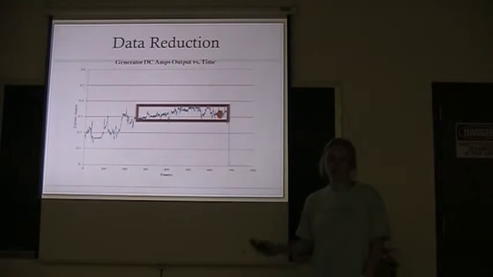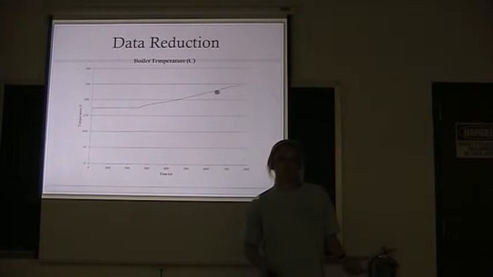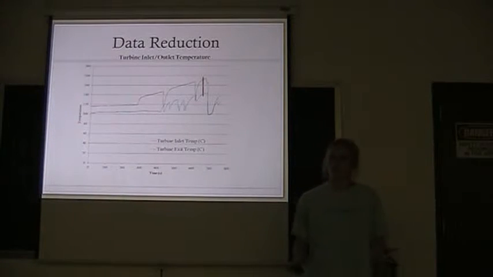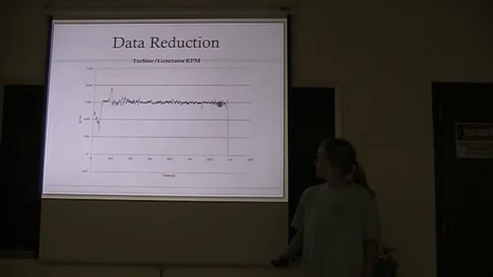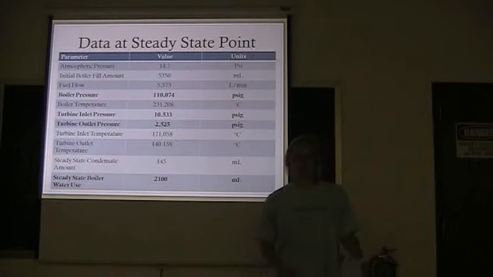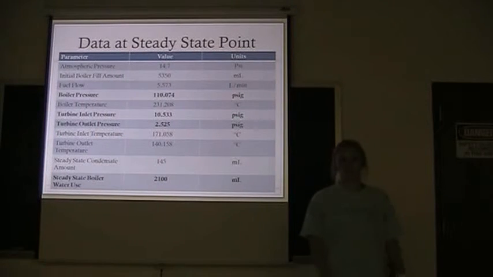You can see that there's a lot of variation, and that's because it was controlled by 2 of us during the experiment. You literally had to turn a knob, so that's why it's all kind of over the place. On these next ones, the dots indicate the point that I chose to base my analysis on. This is the boiler temperature, the turbine inlet and outlet pressure, turbine temperature, and generator RPM. And then this table pretty much is what you actually need to know. It summarizes all those parts. The terms in bold indicate the most important measurements in this experiment.